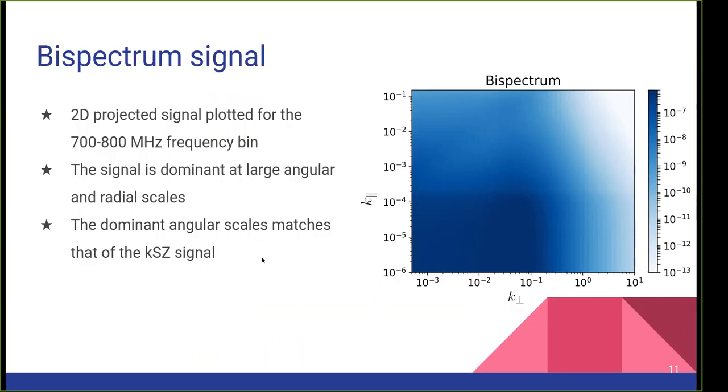Again, we're showing a 2D plot, so it's shown for different K-perp and K-parallel modes. You can see that the signal is dominant at large angular and radial scales. The angular scales match that of the H1 momentum signal, which is expected because it's constructed in a very similar way. The radial scales are quite different. There's a lot of signal at low K-parallel modes. And this is unfortunate because we can't access K-parallel modes that are so small. We only pretty much get up to about a K-parallel min of 10 to the minus 3, and with foregrounds, that's even worse. So the majority of the signal is actually inaccessible to us.